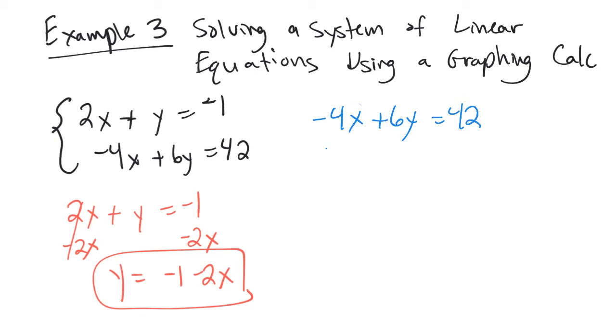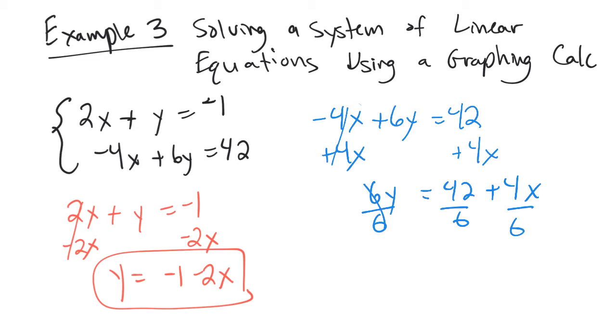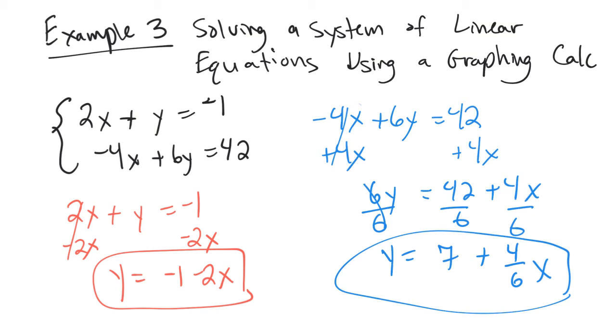So you want to move the 4x over. So 6y equals 42 plus 4x, divide by 6. You have that y equals 7 plus 4 over 6x. You can reduce that to 2/3, or it doesn't matter. You can type in your calculator just like that. So these two equations, we're going to type in our graphing calculator, and then I'll show you how to find the solution on that. All you have to do is figure out the point that they cross, or where they intersect.